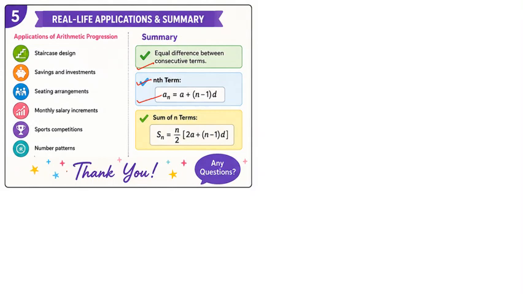Now let's discuss what the real life applications of arithmetic progression are. It can be used in staircase design, and in saving and investment. Not only can it be used, it is actually used, in sitting arrangements or monthly salary increments, sports competitions or number patterns. In number patterns there is a vast use of AP. Number patterns, saving and investment, monthly salary increment, all these.